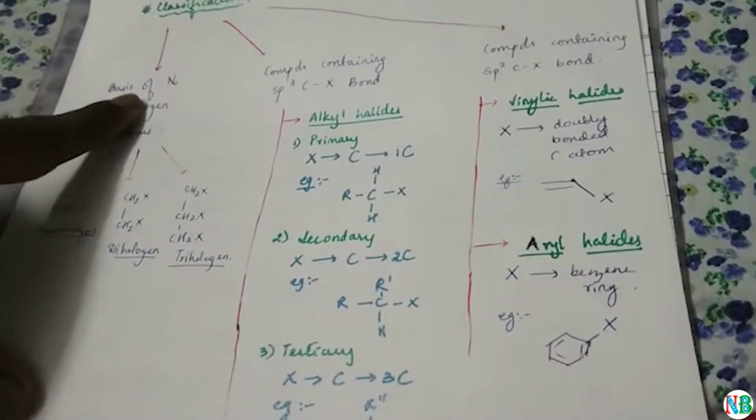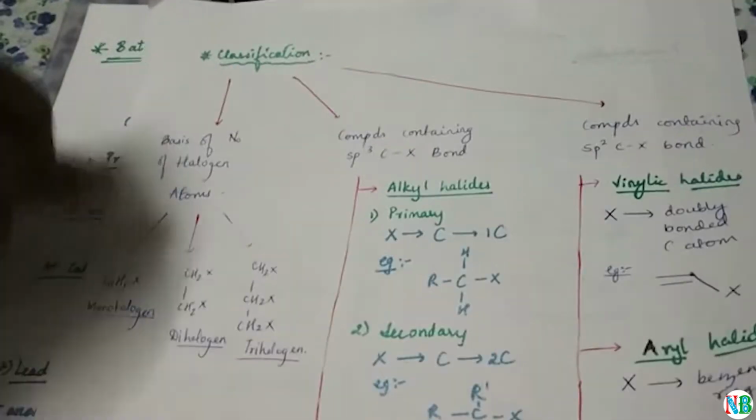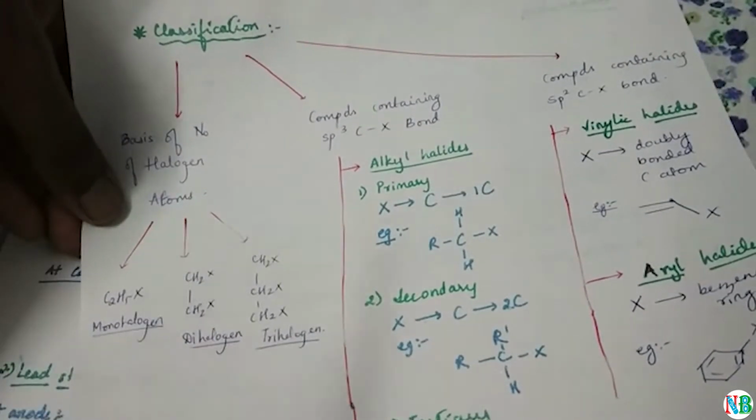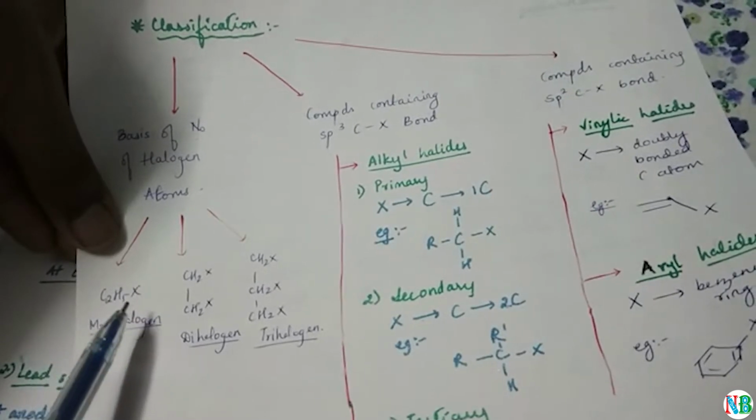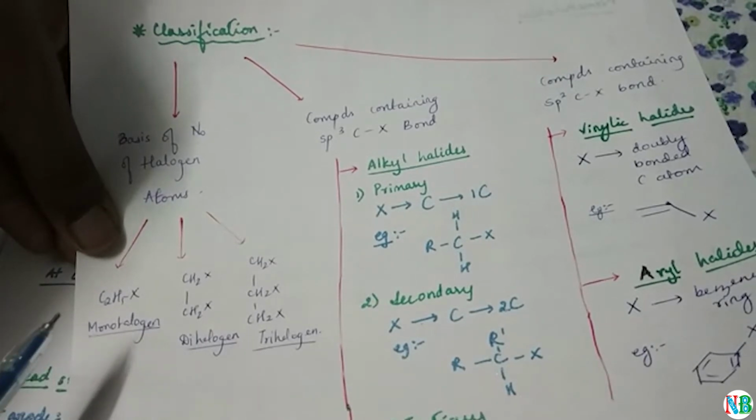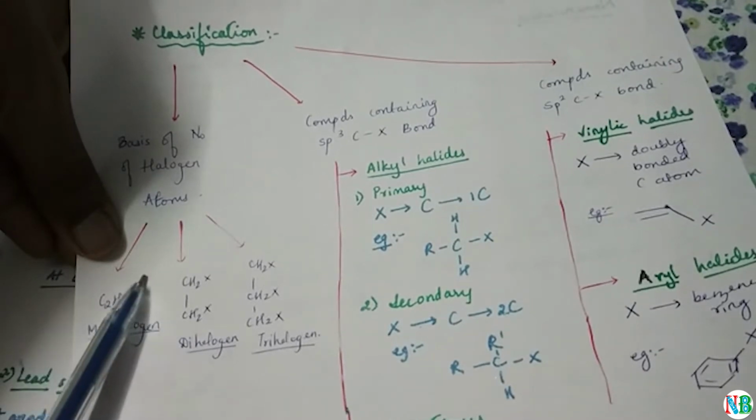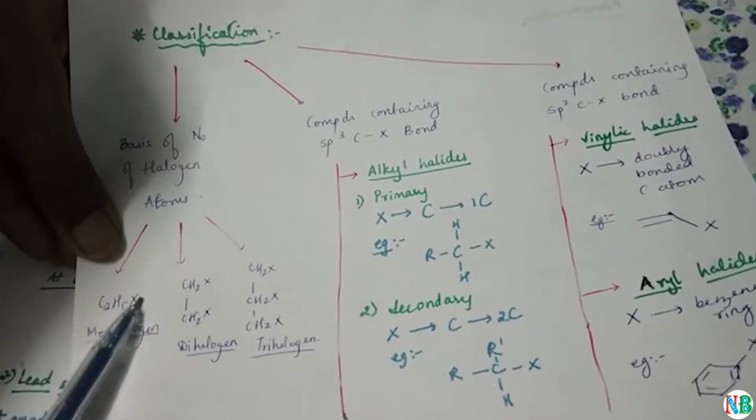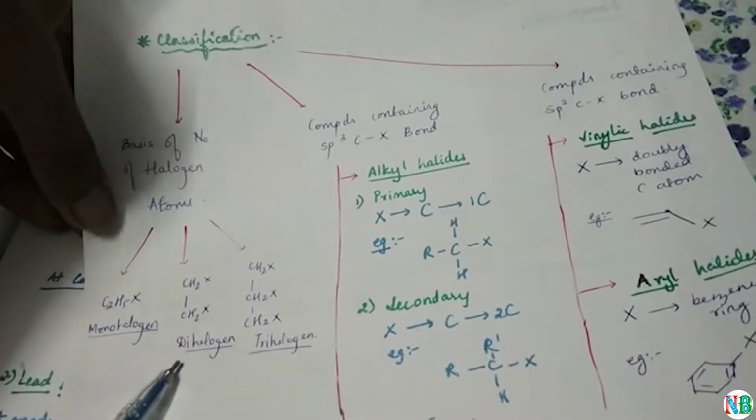The first one, on the basis of halogens. So on the basis of halogen, the haloalkanes are grouped into monohalogen, dihalogen, and trihalogen. So what is monohalogen? Monohalogen is when we have one halogen group present in the whole molecule. That is, when one hydrogen is replaced by a halogen, we get a monohalogen. So here the simple example is C2H5X. The next one is dihalogen.